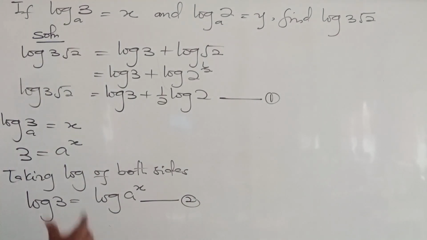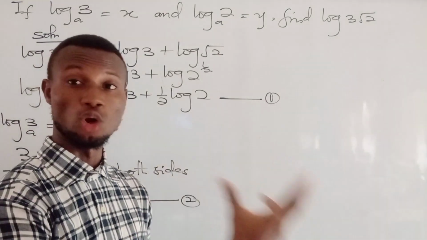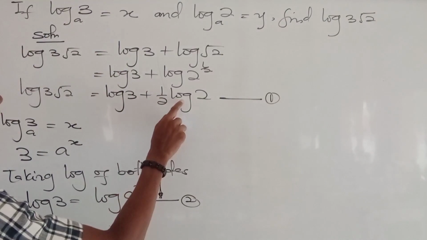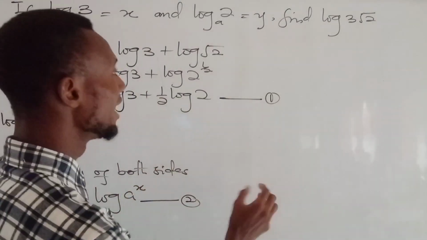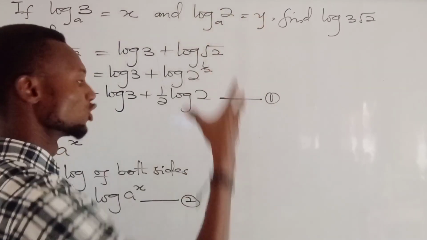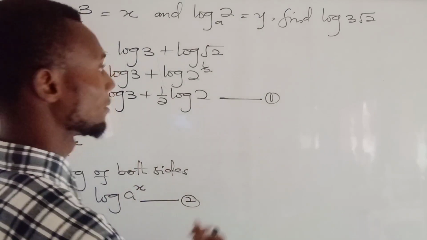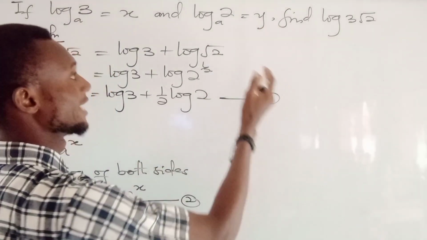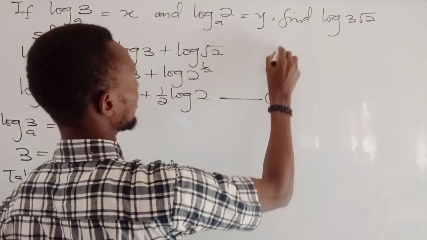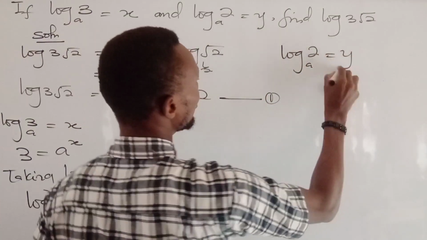Okay, so now let's go ahead and also get the value of log 2. We've gotten the value of log 3. Now we need the value of log 2. So we are going to make use of this equation, which is the log 2 to the base a equals y, to get our log 2. So we are going to go through the same process. Now I'm going to continue from this side. We have that our log 2 to the base a equals y.